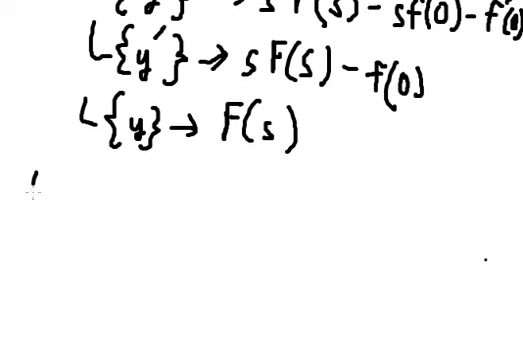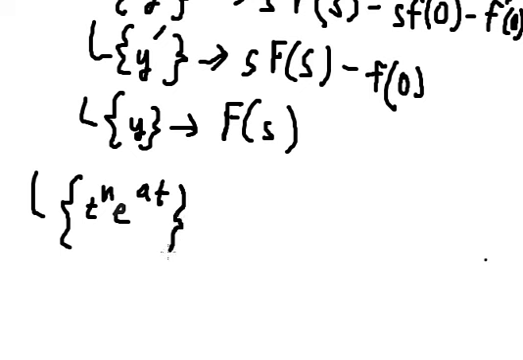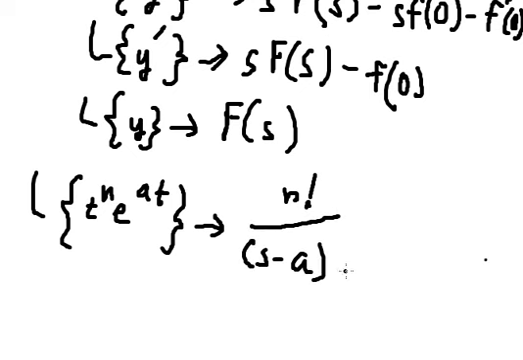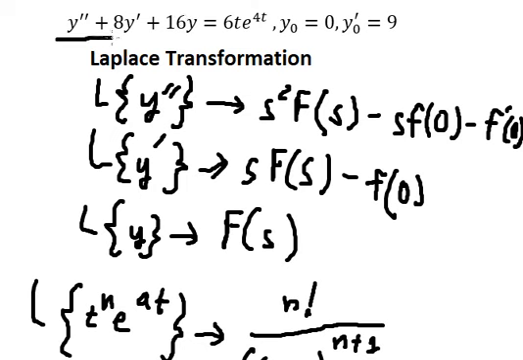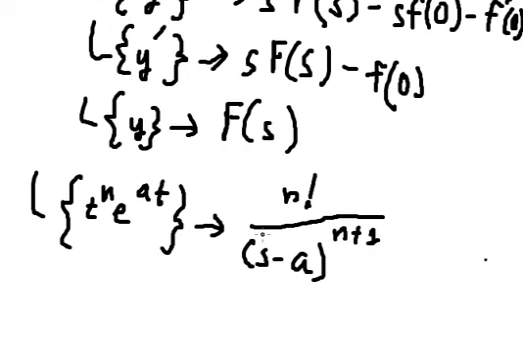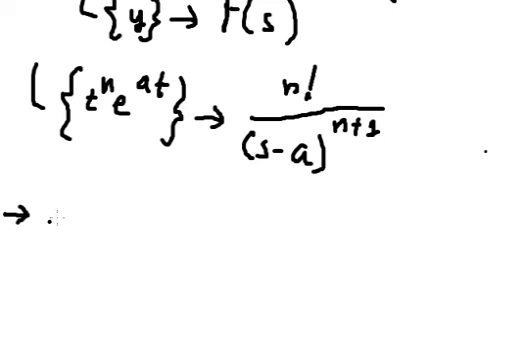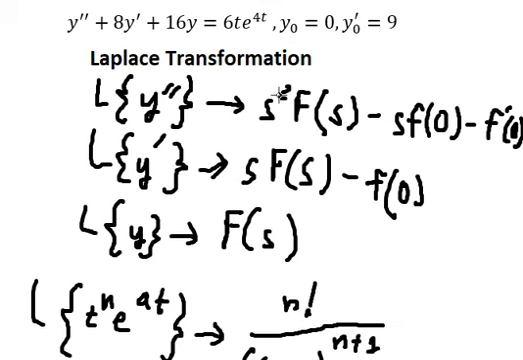About this one, we have the formula here: t to the power of n times e to the power of at. We can transform this one into n factorial over s minus a to the power of n plus 1. So now we need to transform everything into this one. We have the second derivative, that is this one.